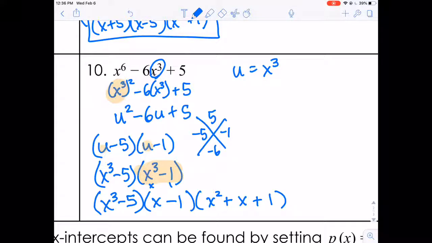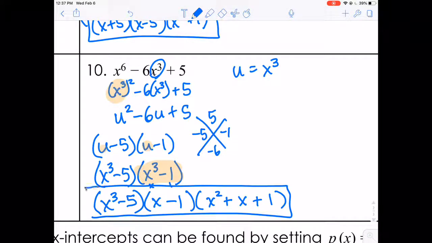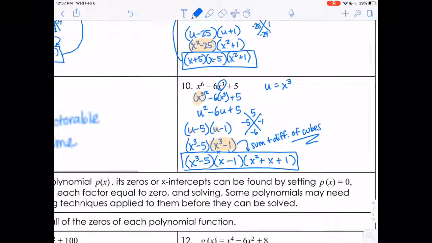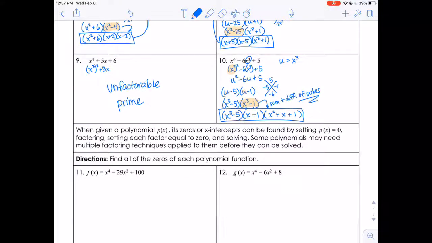Right? So if you're messing up on this first part here, you'd want to go back to yesterday's notes on sum and difference of cubes. That was cool. So this part here, sum and difference of cubes. Cool. Let's do one more problem together.